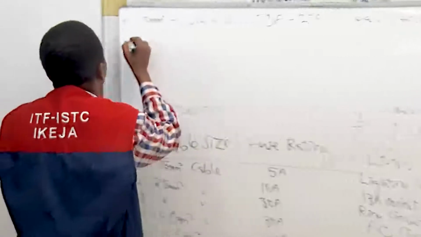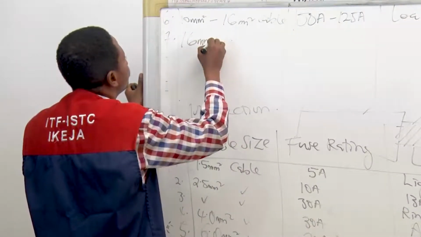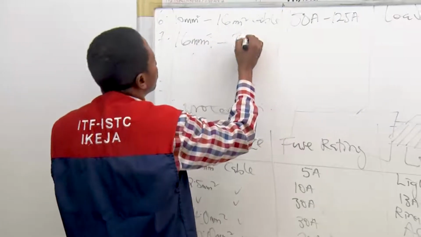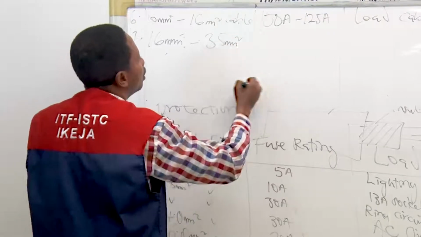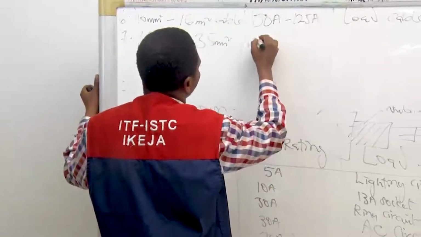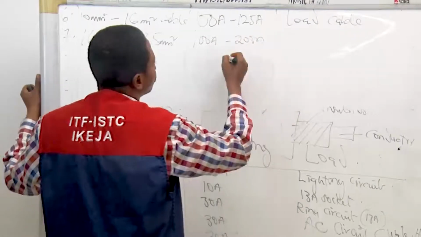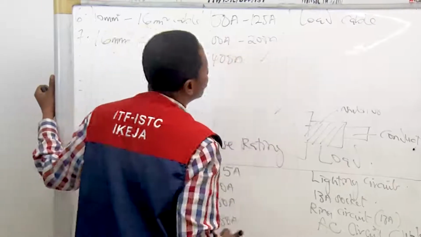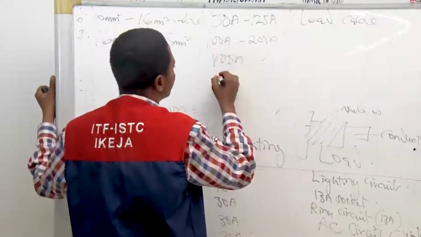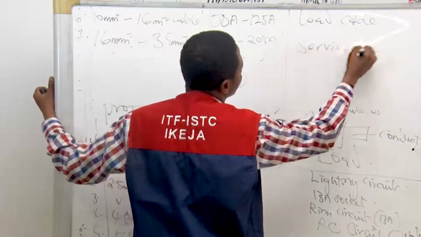Load cables. Then, from 16 mm to sometimes 35 mm square for this level. So we have from 100 amps to 200 amps, sometimes up to 400 amps protective devices, and they are used as service cable.